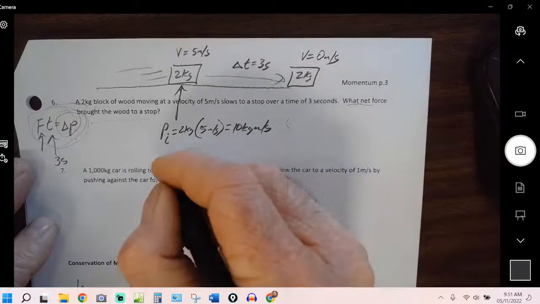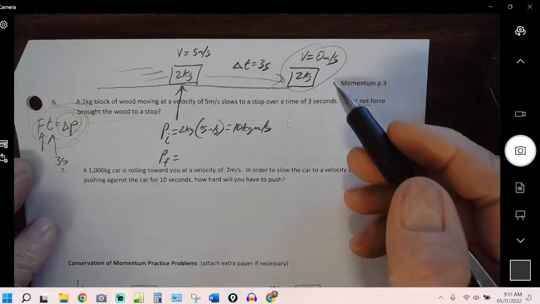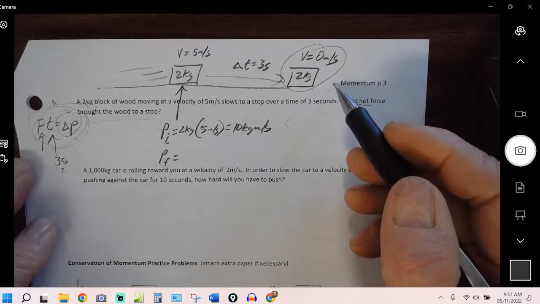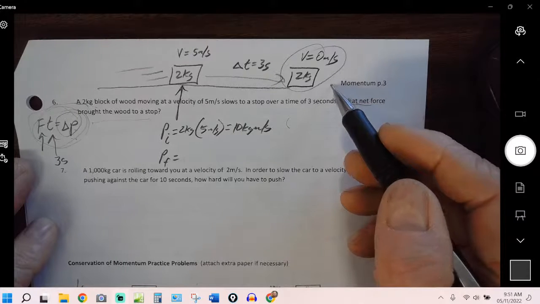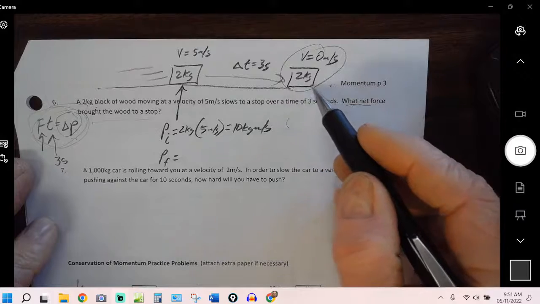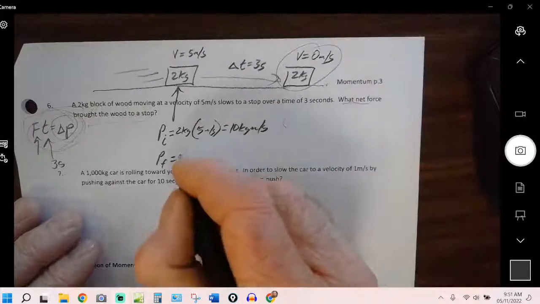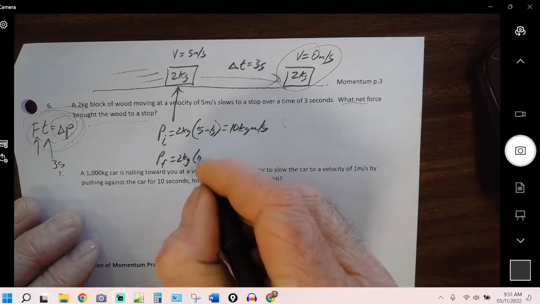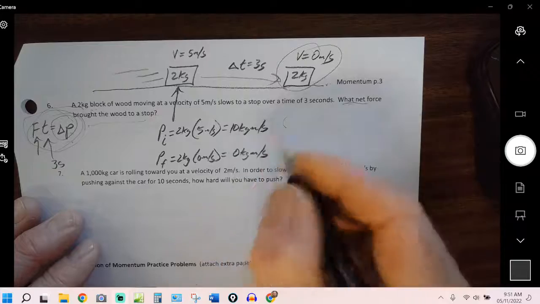Now the final momentum, what's the momentum of this thing? This is an easy one. Zero. Momentum is inertia in motion. If you're not in motion, you don't have momentum. So I could write this out. I could say 2 kilograms times 0 meters per second equals 0 kilograms meters per second.